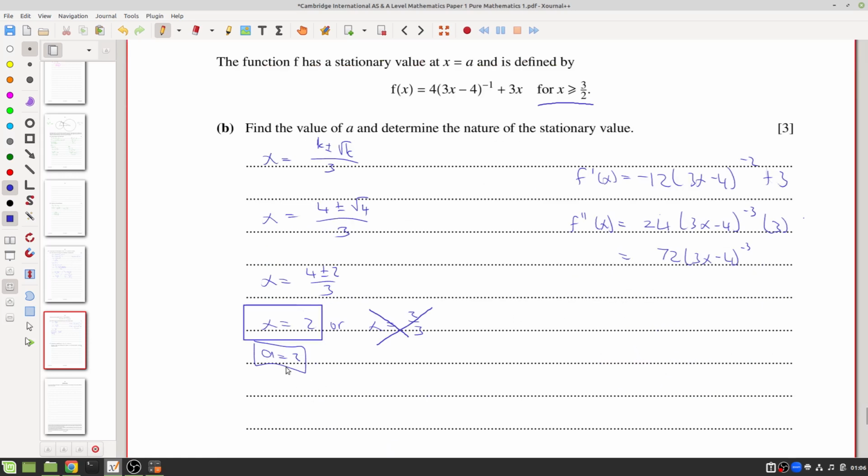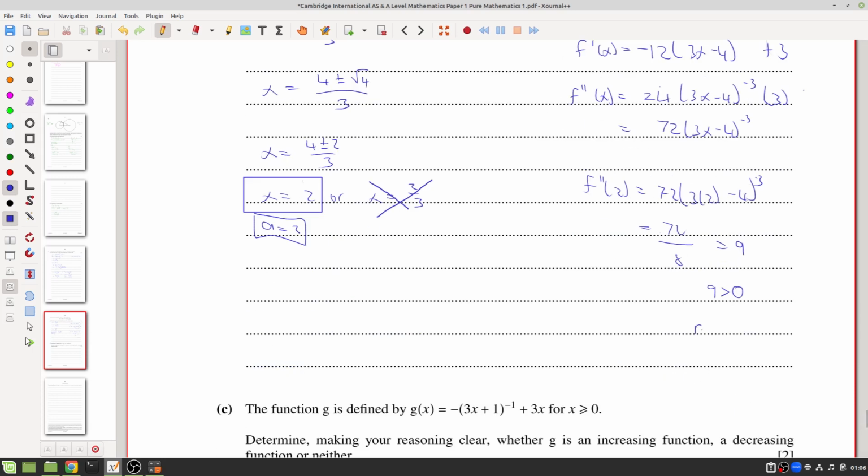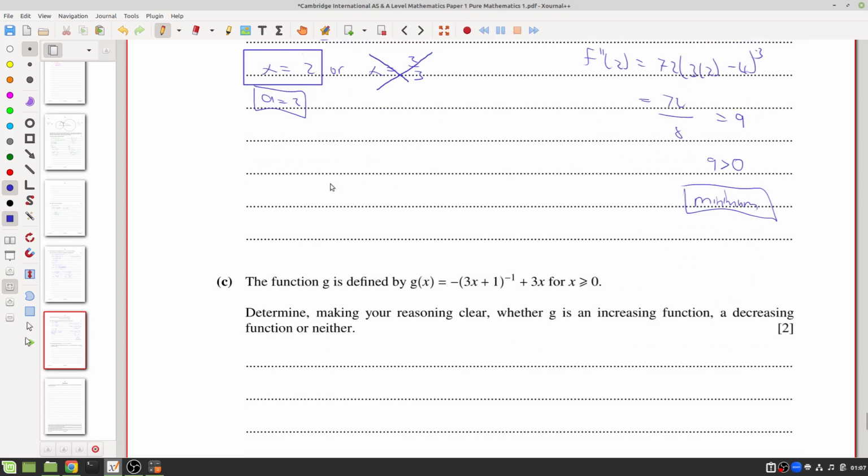Now we found that stationary point is when x equals 2. So if we substitute that value in here, 72, 3 times 2 minus 4 to the power negative 3. So that gives us 72 over 3 times 2 is 6 minus 4 is 2. 2 cubed is 8. So that gives us 9. And now 9 is bigger than 0, which means we have a minimum stationary point. If this value is positive, we've got a minimum stationary point, because that positive means the gradient is slightly increasing all the time, or is increasing at the point where this is happening.